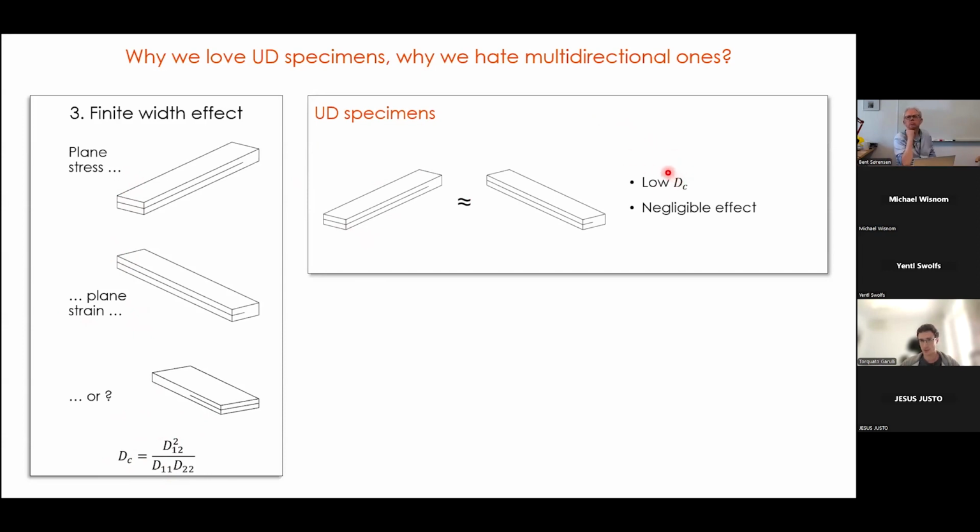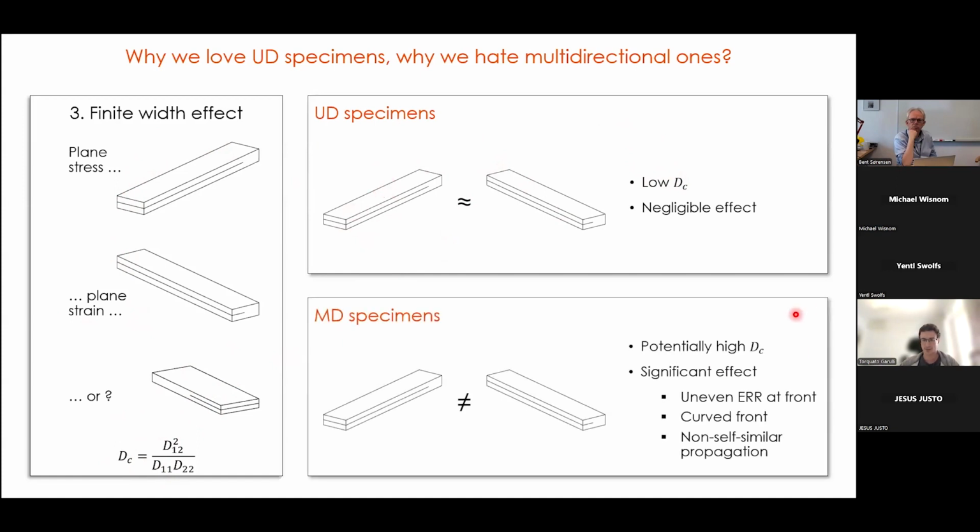And for unidirectional specimens, this ratio is very low. And what this means is that the plane stress and plane strain condition is pretty much the same. So whatever your aspect ratio is will not change much, and therefore you will not have any effect from finite width. On the other hand, for multi-directional specimens, this ratio can be potentially high, and therefore these two conditions are very different, and you will see effects from the fact that your specimen has finite width. In particular, this will lead to an uneven energy release rate in front, so a curved delamination front, and even non-self-similar propagation.